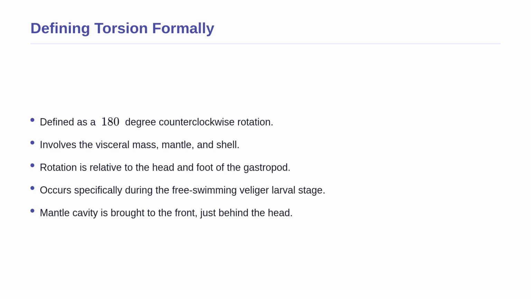Building on that intuitive picture, let us define this process formally. In zoological terms, torsion is defined as the 180-degree counterclockwise rotation of the visceral mass, mantle, and shell with respect to the head and foot of the gastropod. This remarkable rotation happens specifically during the free-swimming veliger larval stage. Because of this counterclockwise twist, the mantle cavity, which houses the gills and the excretory and reproductive openings, is brought all the way to the front of the body, positioned just behind the head.